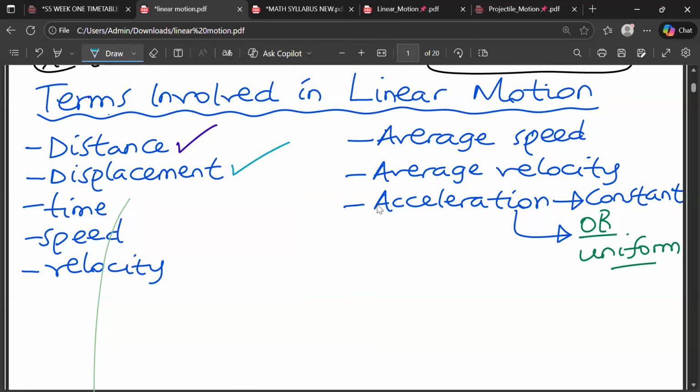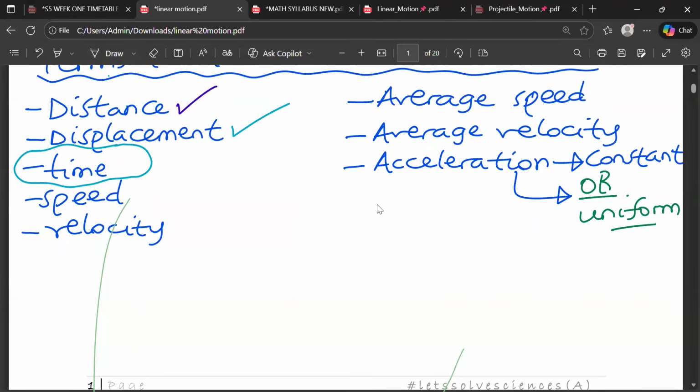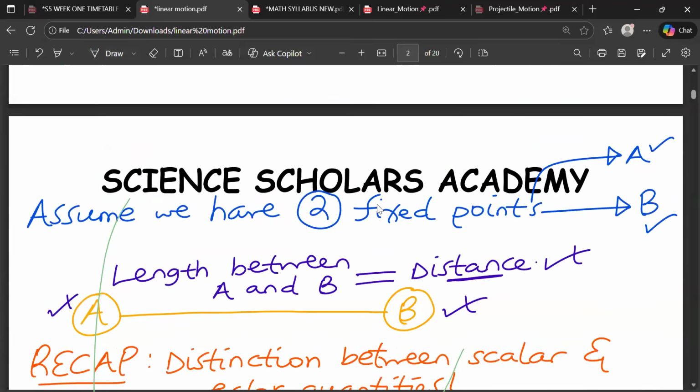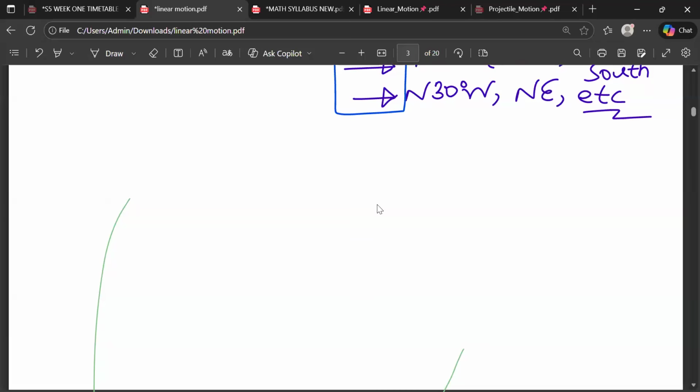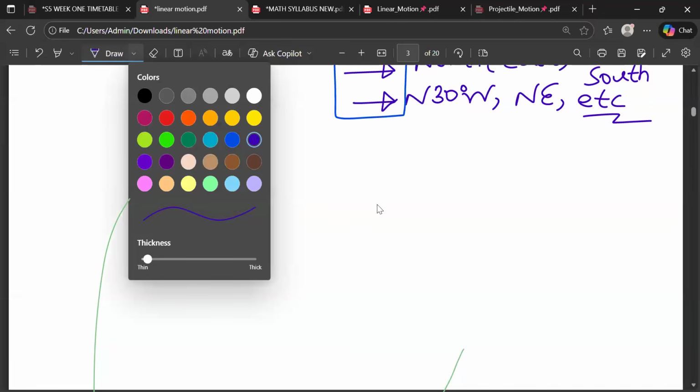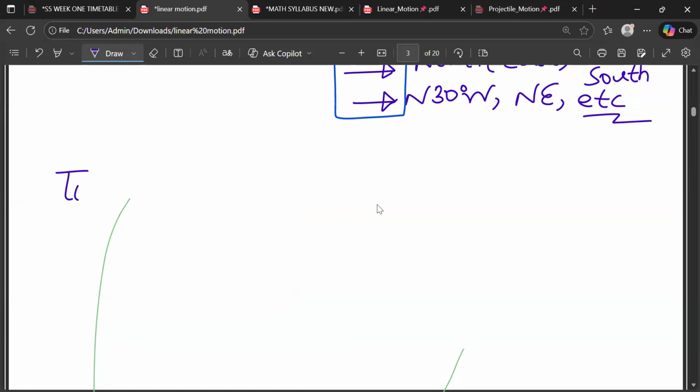Displacement, tick, because it is a distance in a specified direction. Then the time, that one is easier. After time, it is speed and velocity. Let me talk about time briefly. So you all know time. Time is basically measured in seconds.